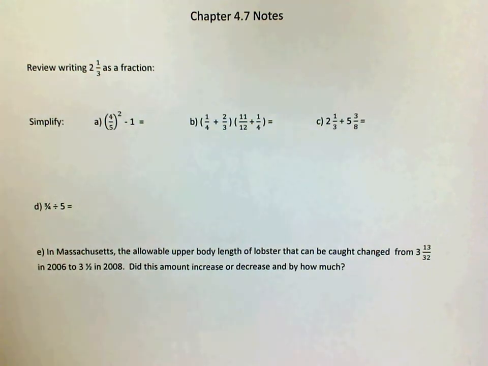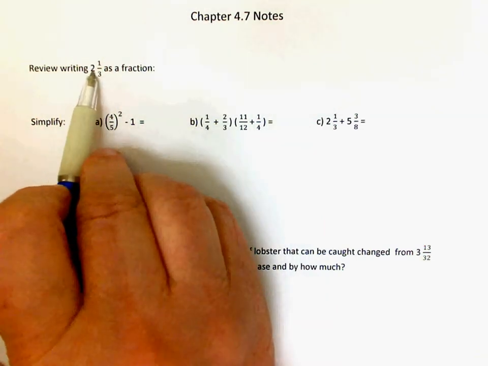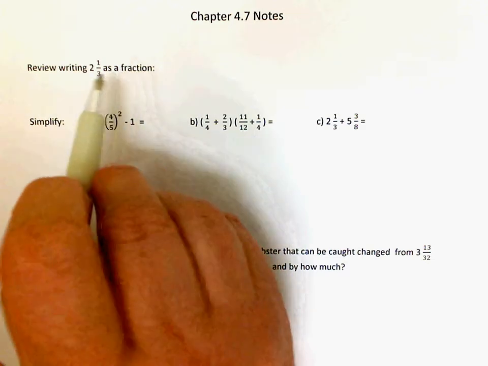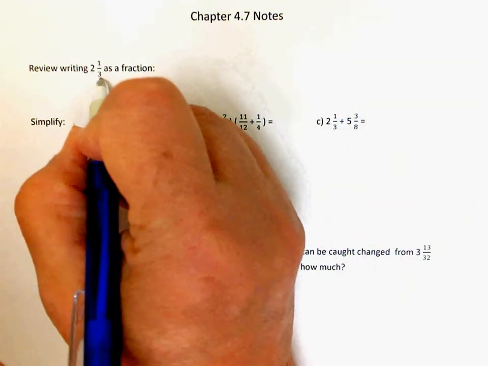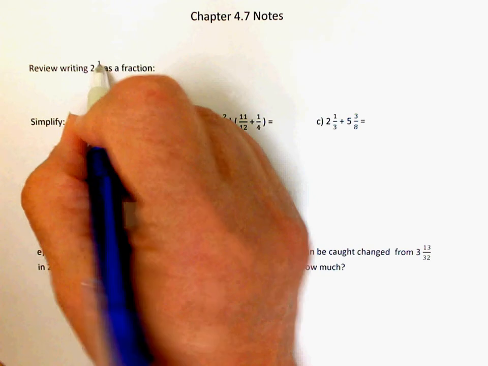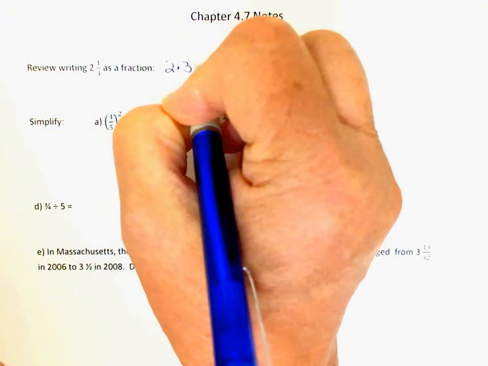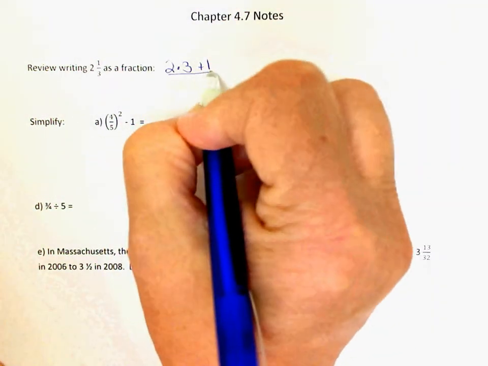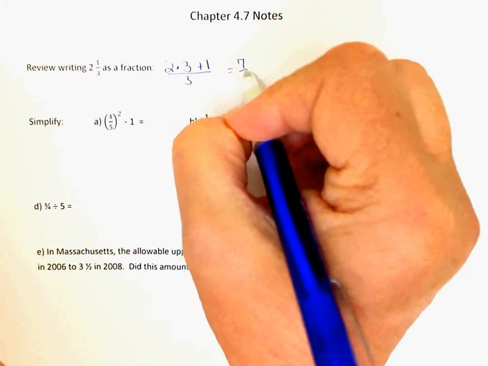Okay, in chapter 4.7 we're starting to combine rules. But before we do that, let's review how to write 2 1/3 as a fraction or an improper fraction. Remember, you take the 2 times the denominator and we add the numerator. So the whole number times the divisor or the denominator plus the numerator, all over the denominator. So that gives us 7/3.